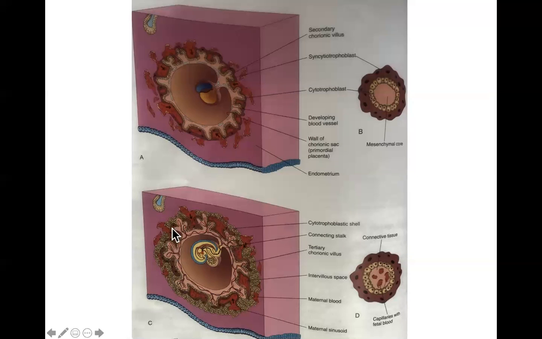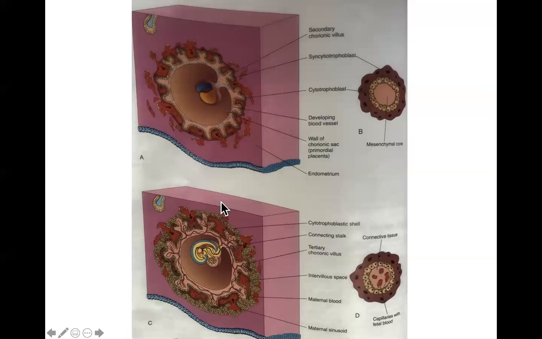So basically this cytotrophoblastic shell is going to serve as an anchor for the placenta. And what's going to happen is these tertiary villi are going to branch through the shell, and the branches that go through the shell are called stem or anchoring villi. And then once they break through there, they're going to branch even further out into terminal villi.